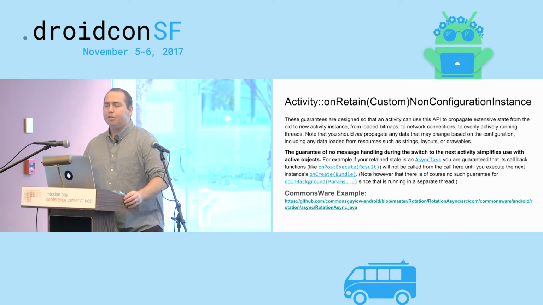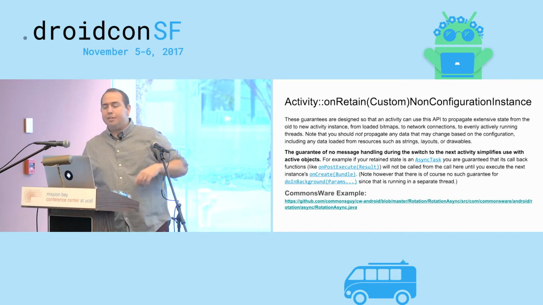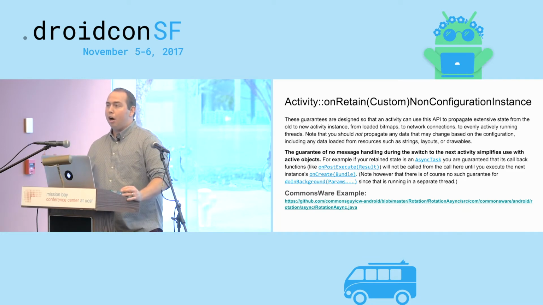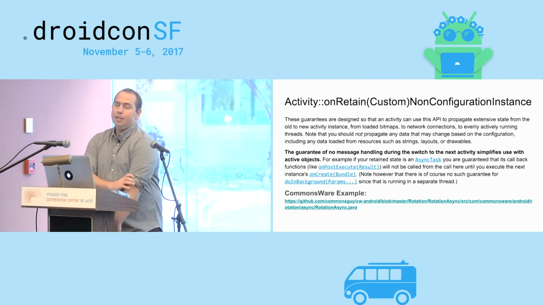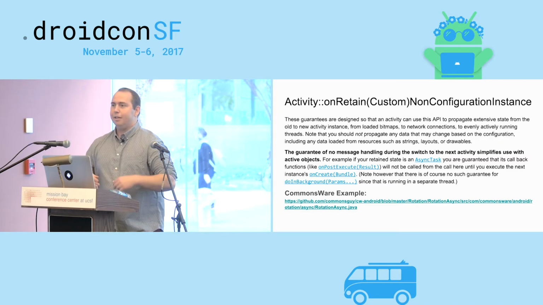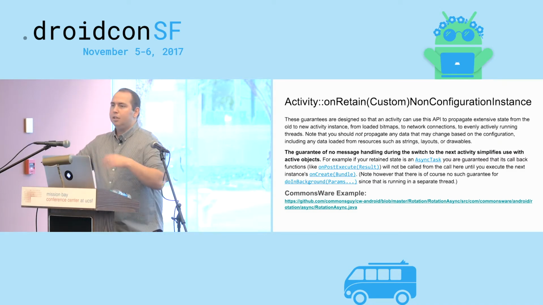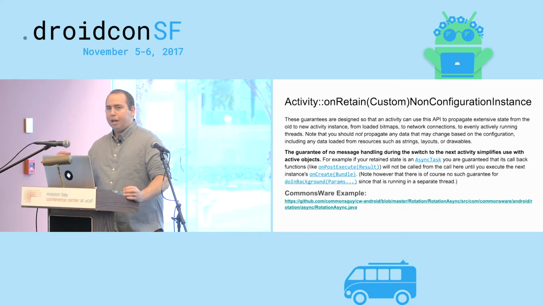Before Honeycomb, there's this method called onRetainNonConfigurationInstance, and that allowed you to pass an arbitrary object from one activity to the next activity, right? So as this activity is getting destroyed and this one's getting created, you can just pass an arbitrary object between them. So when Honeycomb came about, fragments came into play. So they actually deprecated this method so they could use it for fragments. And then the advice was to not use this, use fragments, use retained fragments. And the support library actually relied on that method to do the support fragments.